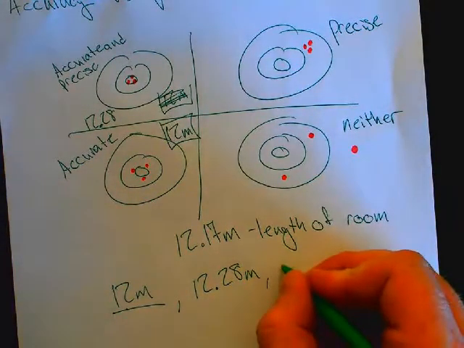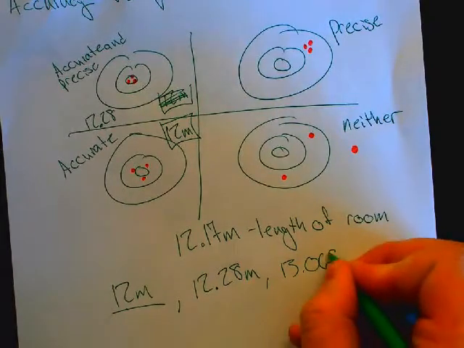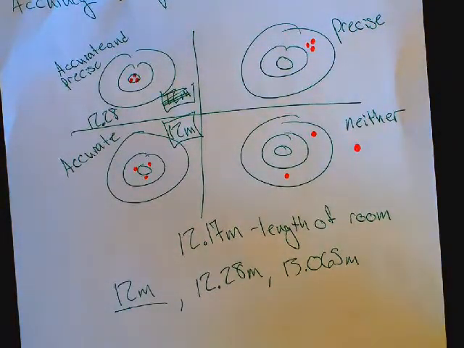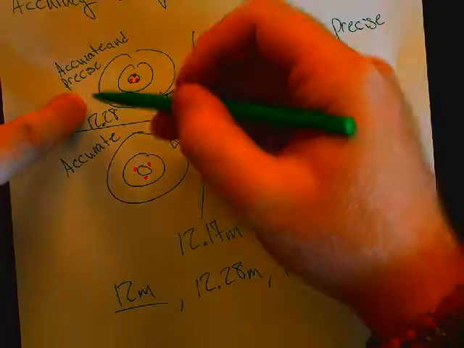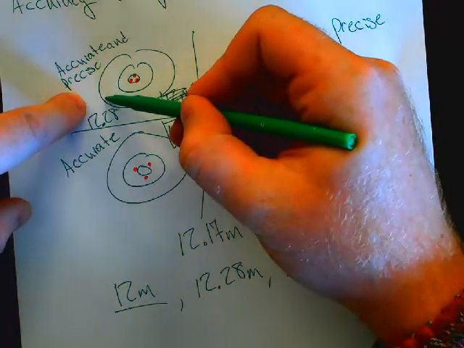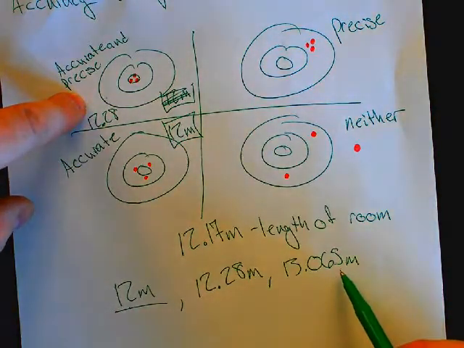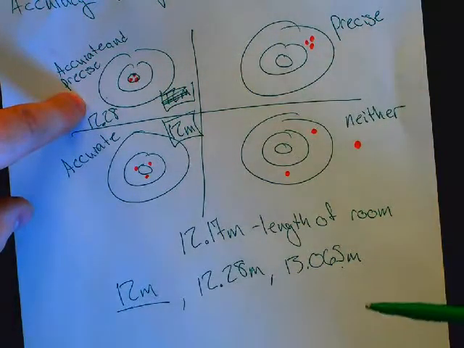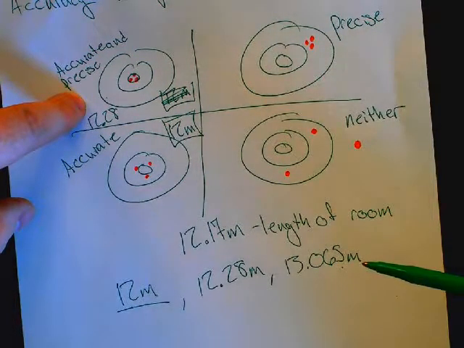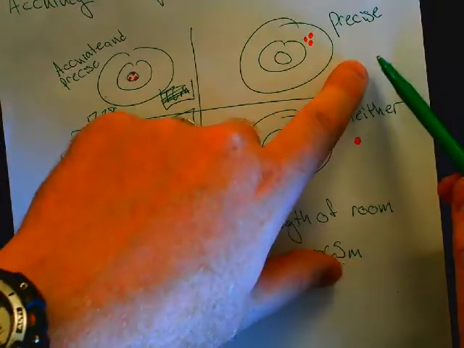Okay, how about something like 13.065? Where should we put that one? Where would we put something like 13.065? Yeah, Colin, right? So again, up here. Okay, why do you think accurate and precise? Okay, so I definitely agree it's precise. And why do you think accurate and precise? Maybe it's just precise, you mean? Yeah. Okay.